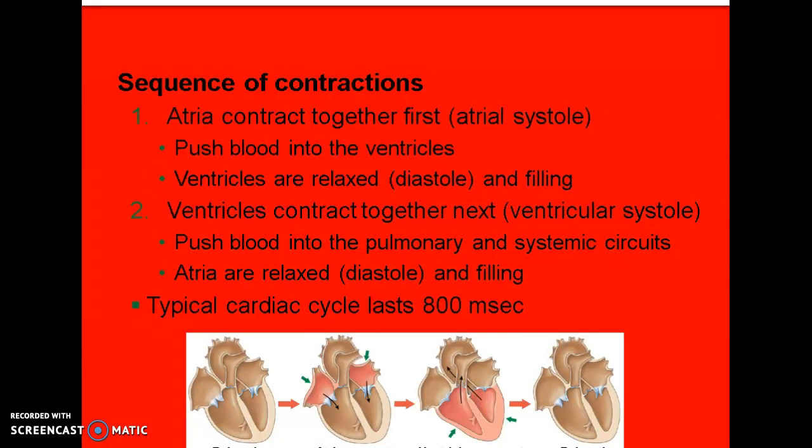The typical cardiac cycle lasts about 800 milliseconds. I don't think numbers like that are necessary to learn.